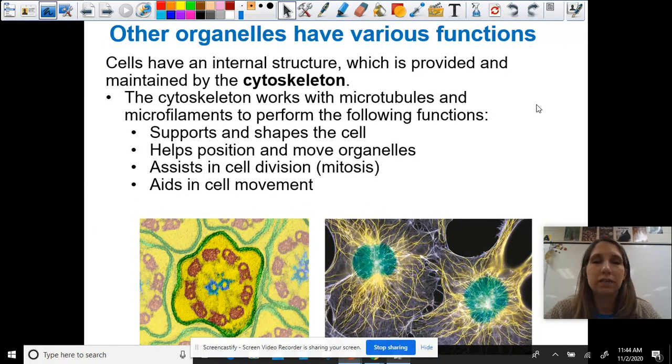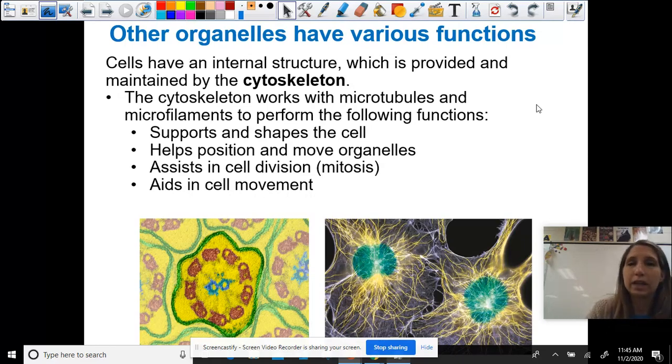Okay, so cells have an internal structure. This is provided and maintained by something that's called a cytoskeleton, and it's what you think it would possibly be, which is that it provides some support, it provides some shape, it allows, in this case, the movement of different molecules and vesicles along tracks of these tiny little fibers. So cytoskeleton works with these things called microtubules, which are tiny tubes, and microfilaments, which are tiny filaments, even smaller than microtubules. And they will perform lots of different functions.